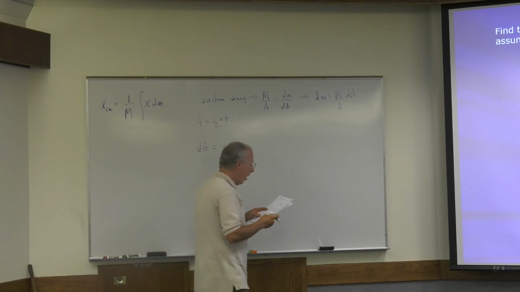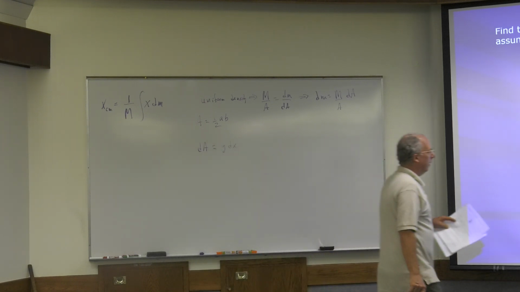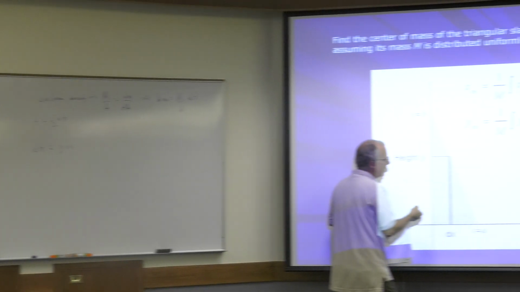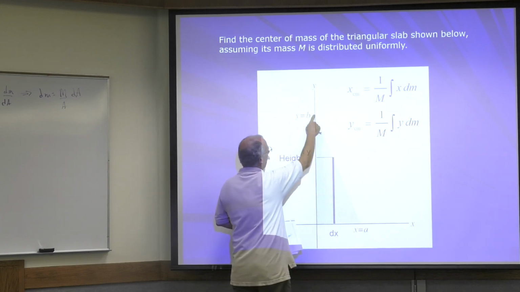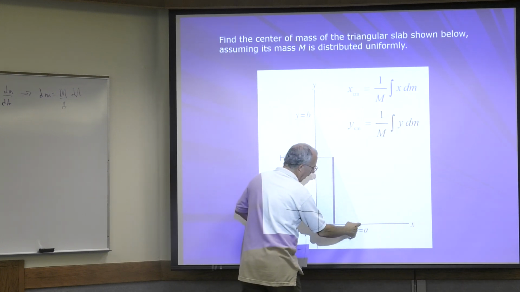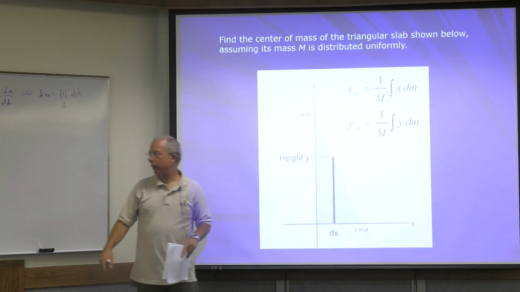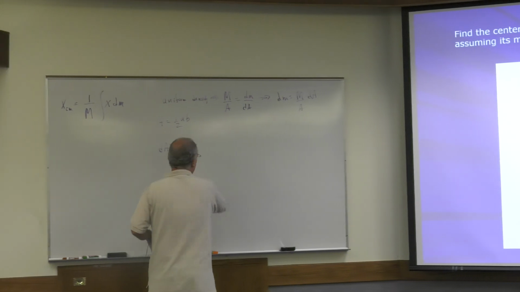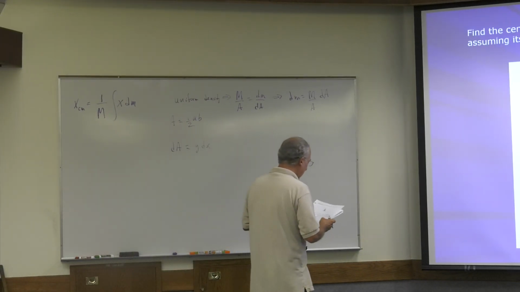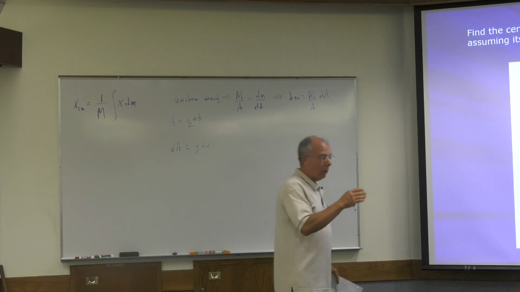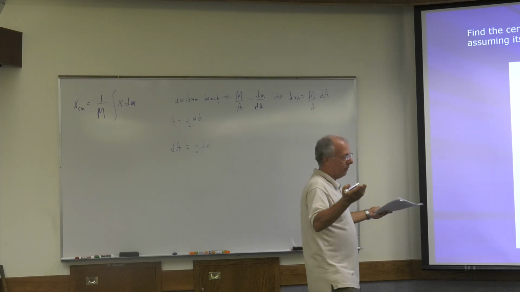Now, awesome. However, there's a problem. This height y is not a constant, right? It depends on the x. If x is 0, the height is here. If x is a, the height is 0. So the height here varies with x. And if we're going to do an x integral, we've got to write y in terms of x, so we can do the integral. So basically, we know that y is a function of x, and we've got to figure out what it is.